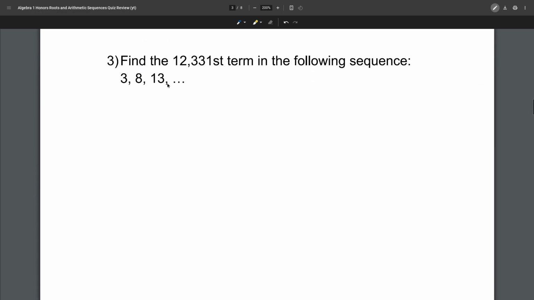All right, we have another sequence here. We're going to find the 12,331st term in the following sequence. So we go from 3 to 8, we add 5. And then from 8 to 13, we also add 5. So this is an arithmetic sequence. So the notation I'm going to write here is a sub 12,331. That's going to equal the first term, 3, plus, to get the 12,331st term, we're going to do 1 less than that times 5, because we're going to increment by 5 1 less than that.